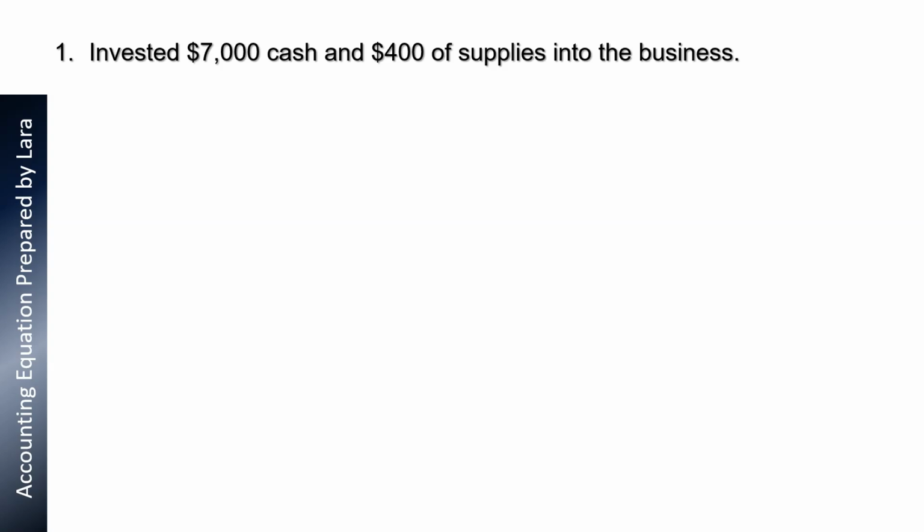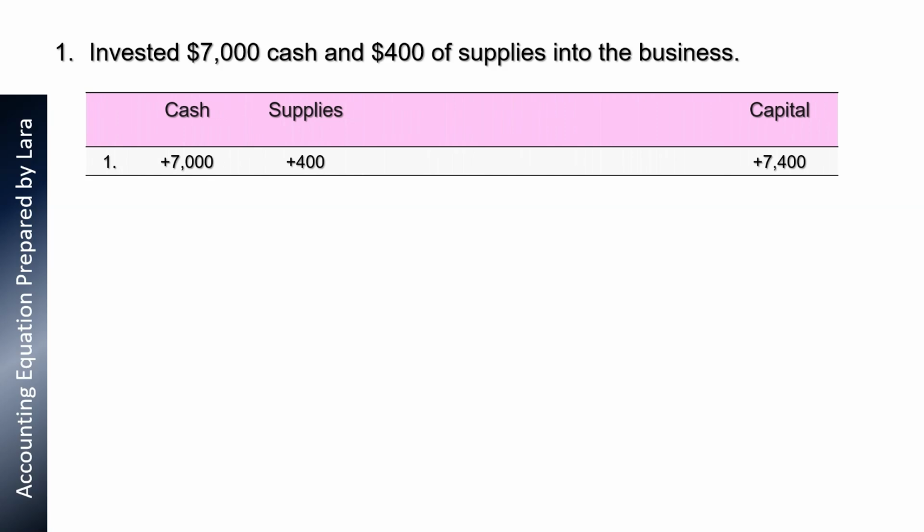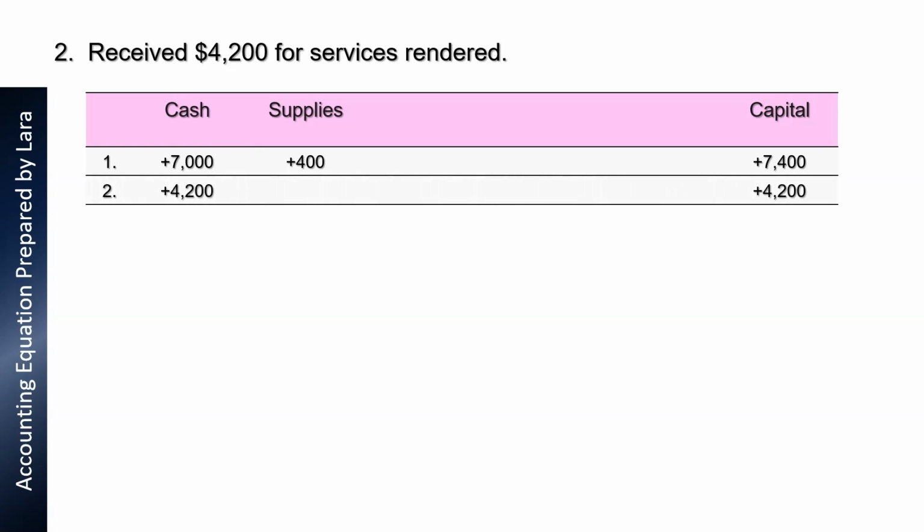Transaction 1. Miss Nadia invested $7,000 cash and $400 of supplies into the business. As a result, cash increases by $7,000, supplies increase by $400, and owner's equity increases by $7,400. Miss Nadia received $4,200 for services rendered. Consequently, cash increases by $4,200 and owner's equity increases by $4,200.